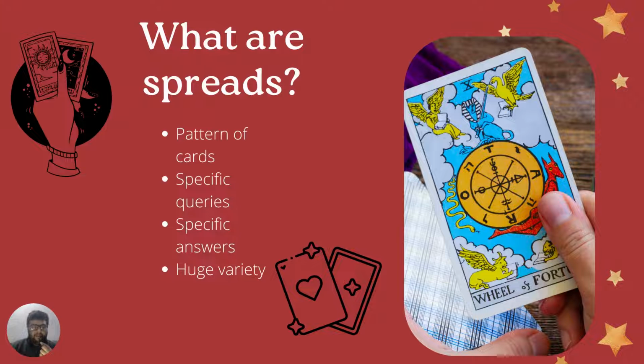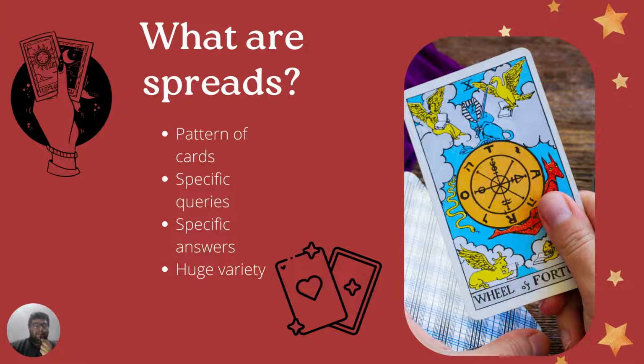Like our last point is huge variety. There is a very huge variety of spreads, and you can even make yours. You can research and even make your own new spread also. And each spread is used for a certain specific query. Like we have a past, present, and future spread. We have a relationship spread. We have a horoscope spread. So this is how the spreads are used.